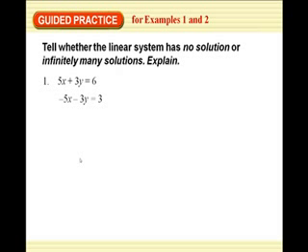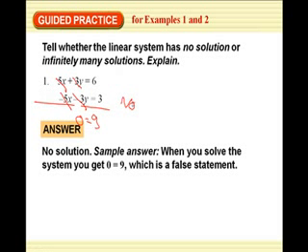Okay, it says tell whether the linear system has no solution or infinitely many solutions and explain. So there's a couple of ways. I still do the elimination thing. I look and I go, you know what? These, if we added, would cancel out. These, if we added, would cancel out. So you'd be left with 0 equals 9. So this would be no solution.